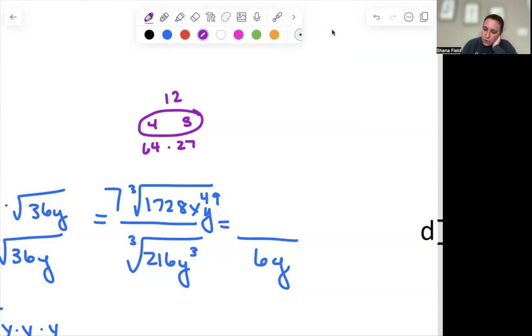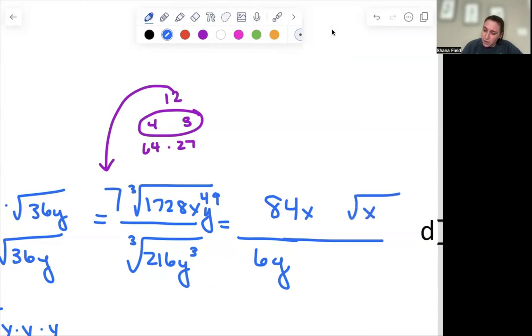So the cube root there, I'm going to multiply by the 7 on the outside. So 12 times 7 is 84. Now I'm looking at my x's. I have one group of 3 coming out. I'm going to have an x left on the inside. Y to the ninth, I'm going to get 3 groups out of that.